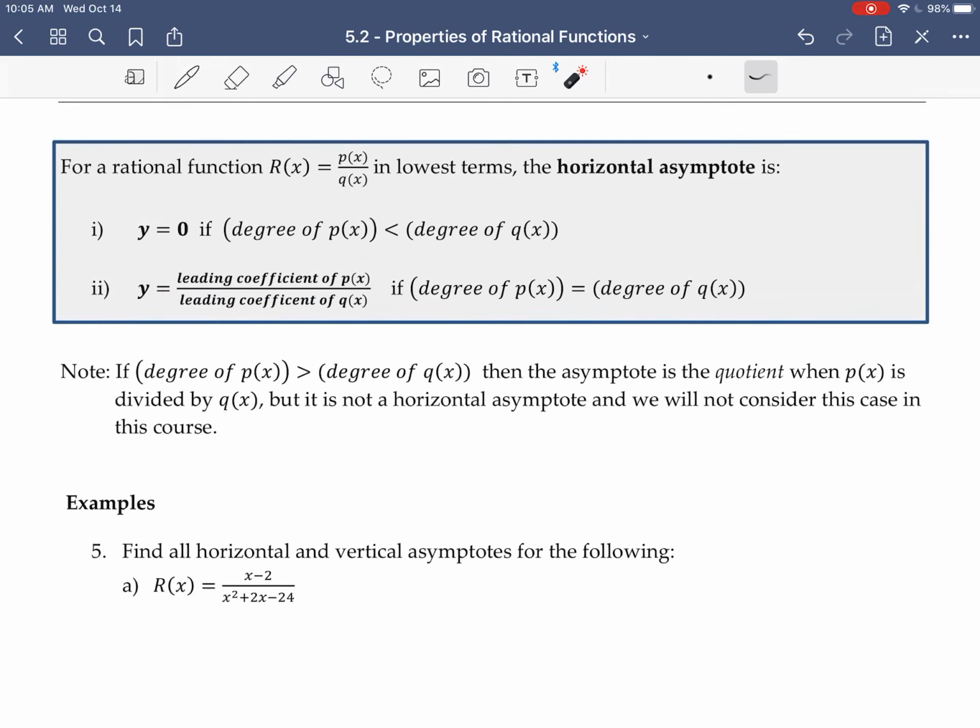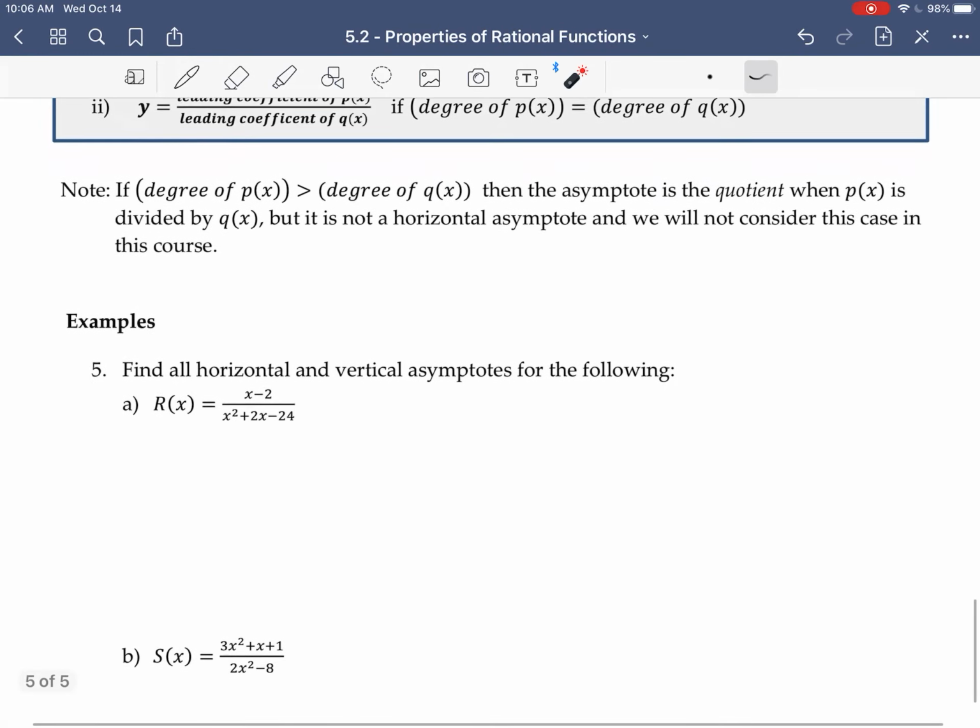The final case, which is not in here: if the degree is bigger on the top than the bottom, then you don't have a horizontal asymptote, you have what we call a slant asymptote or a curved asymptote. That can still happen. The asymptote would be the quotient when you divide p(x) by q(x), but it's not horizontal, so we're not going to talk about it in this course. For us, you only have a horizontal asymptote if the degree on the top is smaller or equal to the degree on the bottom.